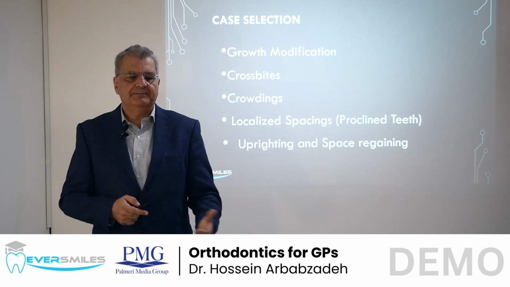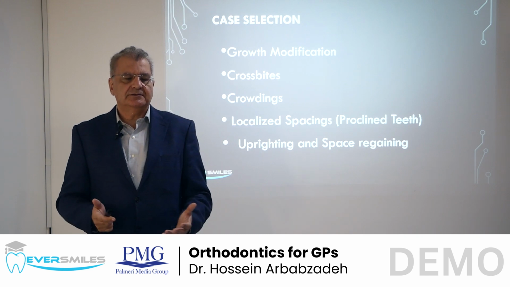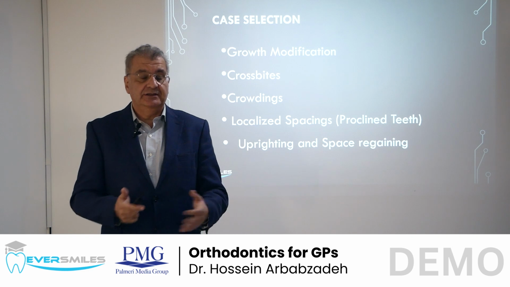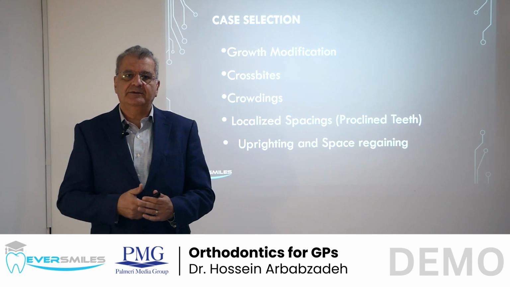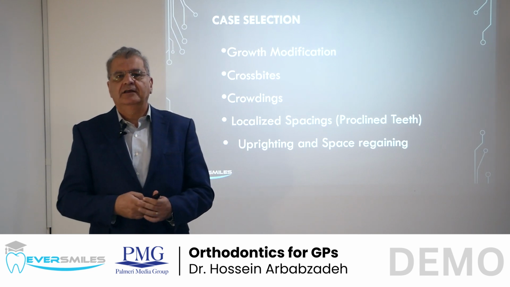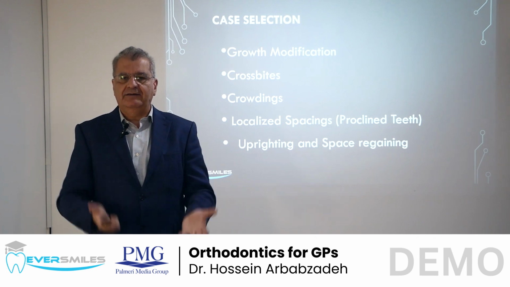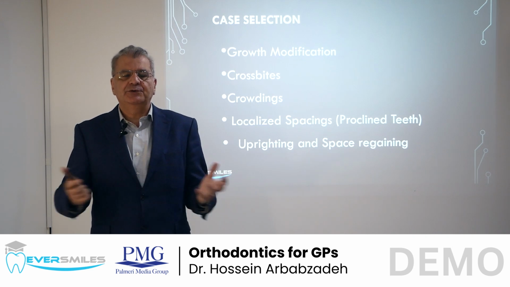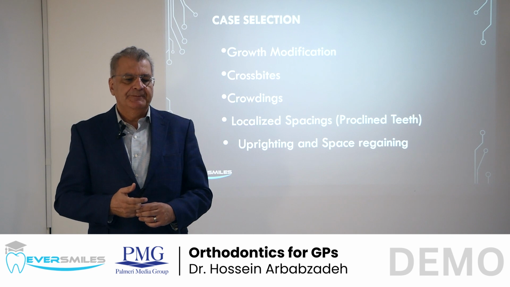You can treat them. Growth modification, cross bites, crowdings, localized spacing, uprighting, and space regaining, which this last one is actually a part of adjunctive orthodontics that will help the other treatments that they are doing. If you just upright, then you can have a better implant there, or if you distribute the space, you can have better restorations for your patient.